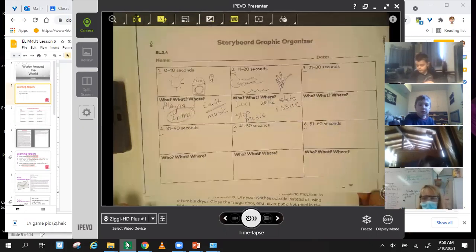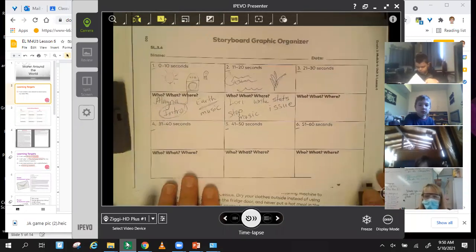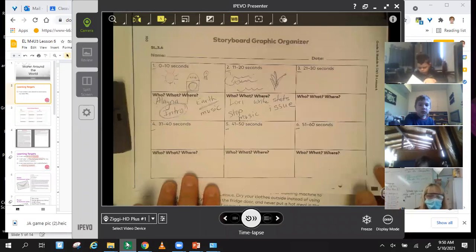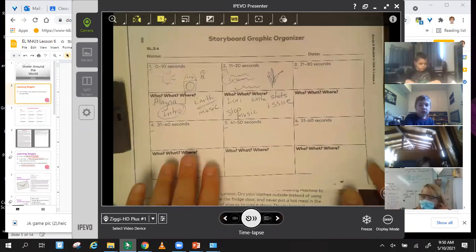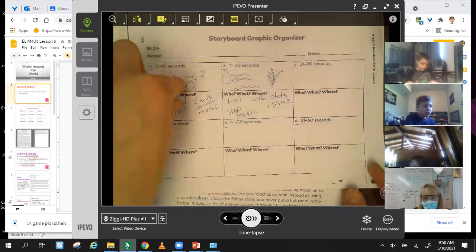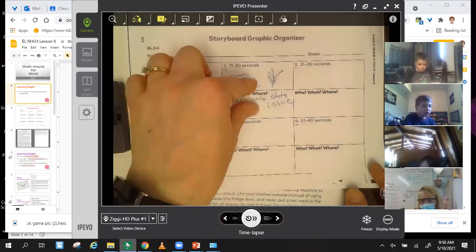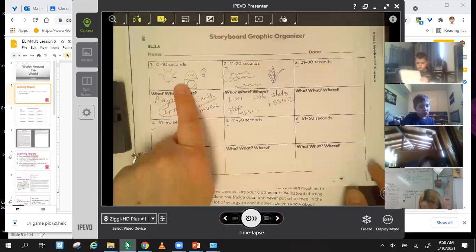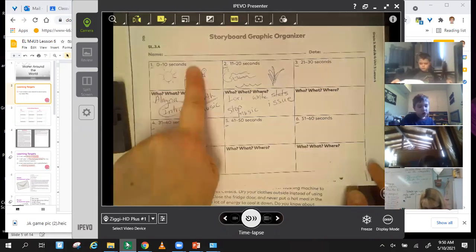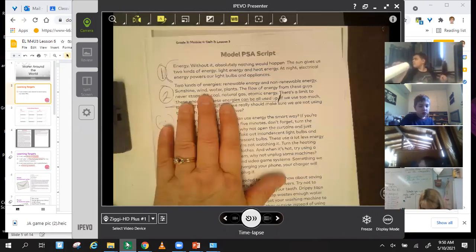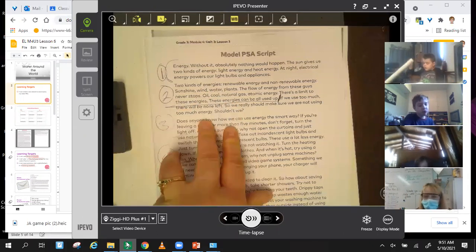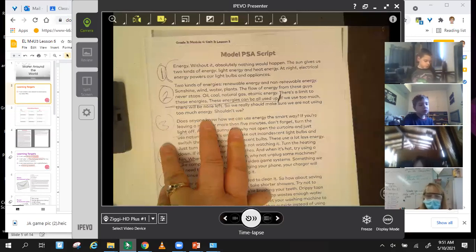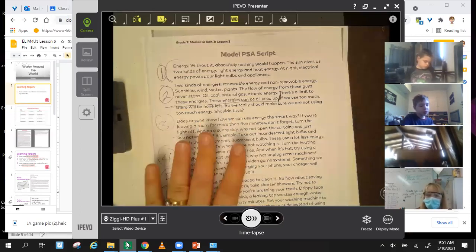On page 100 is your storyboard graphic organizer. We started this, you did not finish this, but we started this on Friday. And what we asked you to do is, there's two boxes for each slide. So here's two boxes for the slide, two boxes for the slide, and so on. The first box at the top tells you about 0 to 10 seconds. So you need to find on your script about 10 seconds worth. And I say about, because it doesn't have to be exact, okay? It could be 9 seconds, it could be 11 seconds, it could be 7 seconds, it could be 12 seconds. It's just about 10 seconds because your whole thing is about a minute, right?